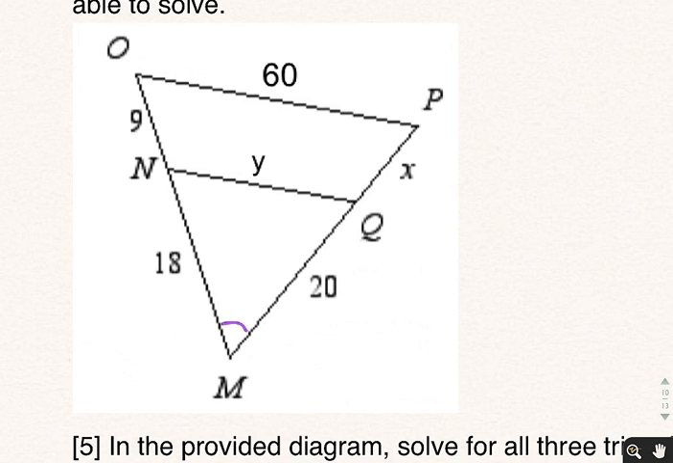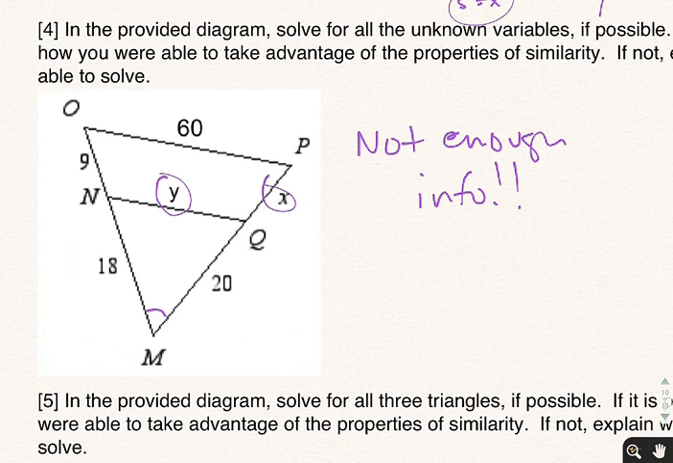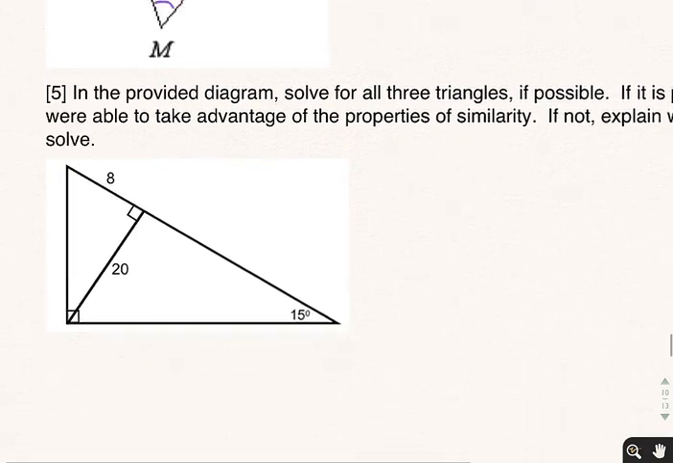You don't know enough about sides to claim side, side, side, or side angle side. So on this one, the answer is not enough information. Okay? You don't have the angles to mean angle, angle. You don't have the sides to mean side, side, side because they're defined by variables. And for likewise reason, you don't have enough for side angle side. So we're just moving on.